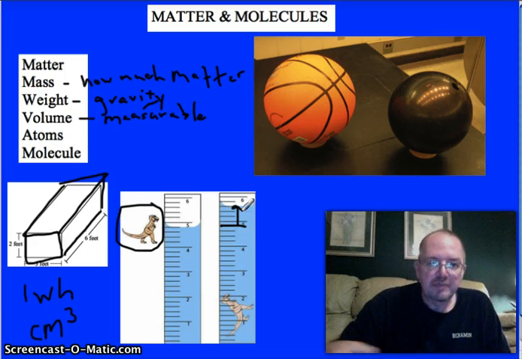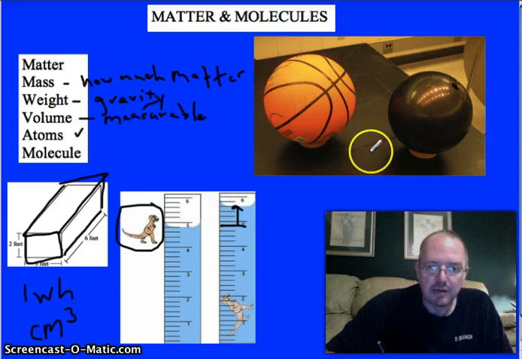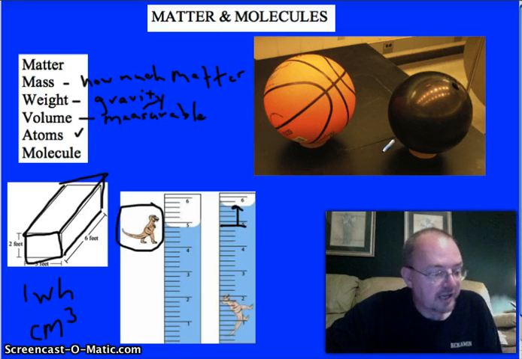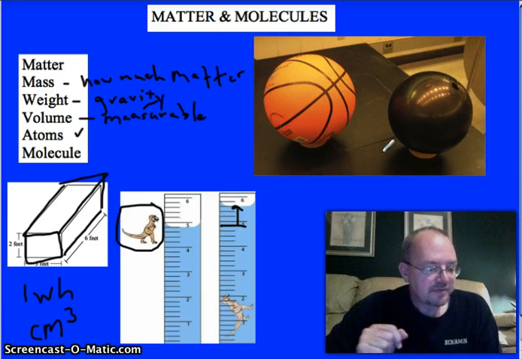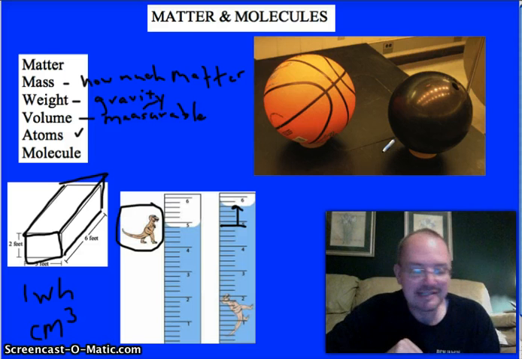Now, all this matter is made up of the same substance. All matter is made up of atoms, whether you have a basketball or a bowling ball or everything in between, or every other kind of object. Atoms, of course, are the smallest basic unit of matter. So small that even the best of microscopes cannot see a single atom.